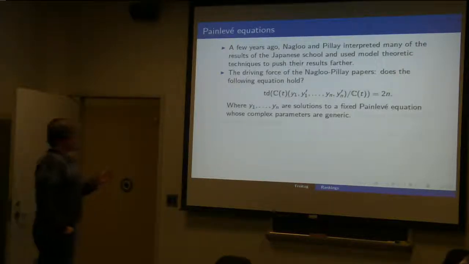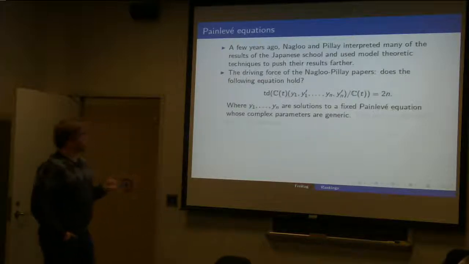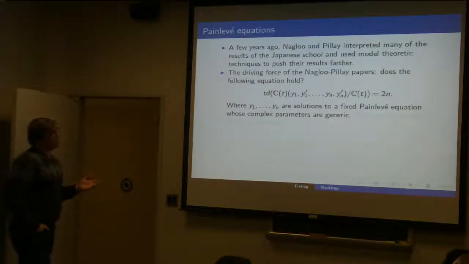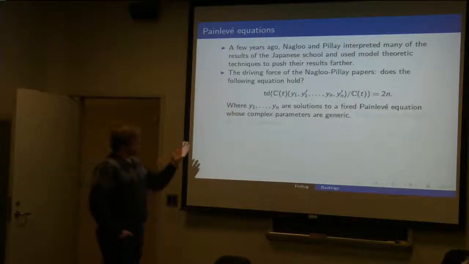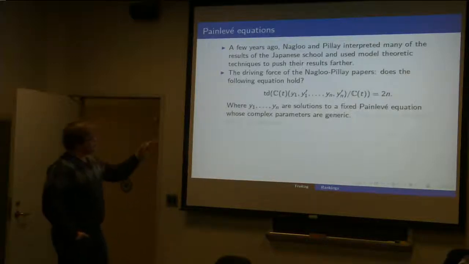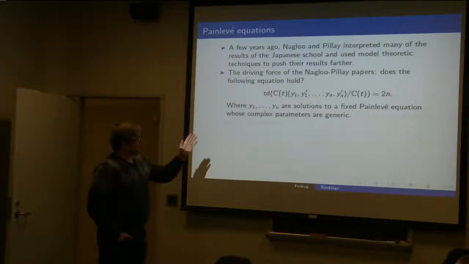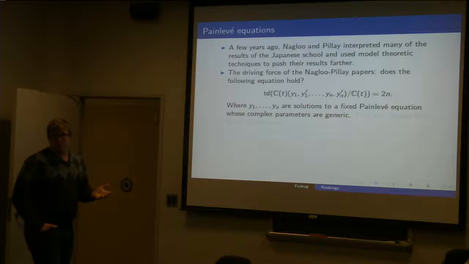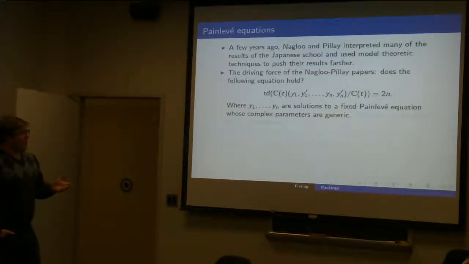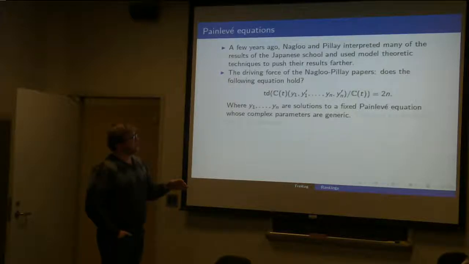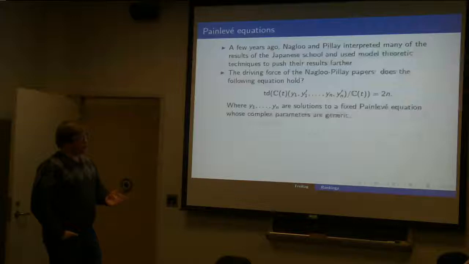And so here's sort of the central, or what I regard at least as the central motivating question of Anand and Ronnie's papers. Does the following equation hold? So here I'm computing the transcendence degree over, so I'm working always over the field of rational functions, C of t, and y1 through yn are some solutions to some Painlevé equation. Okay? And we know that the answer to the question, for various reasons which we'll get into, can't always be yes.